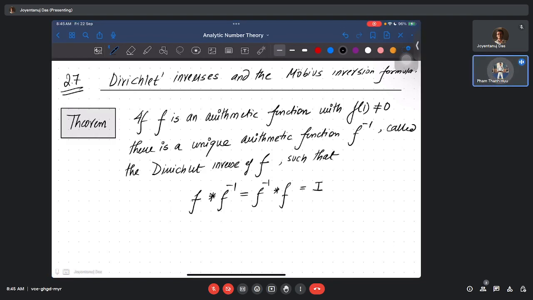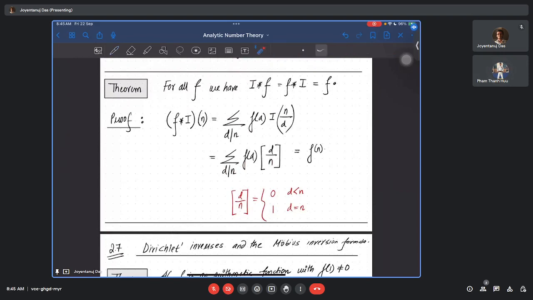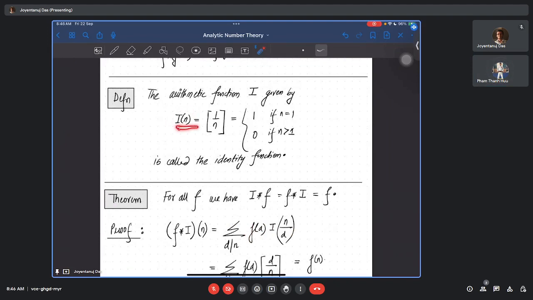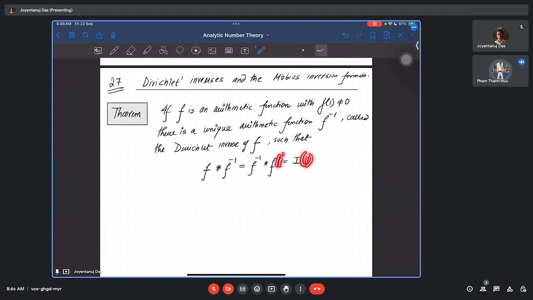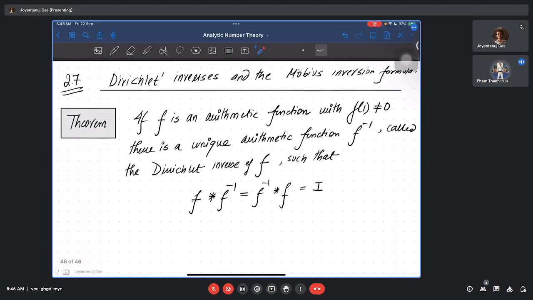Why do we need the condition f of 1 not equal to 0? Because of the identity function: when I convolve with the identity function, I get f of n. The identity function i of 1 is 1, and all other values are 0. So when I evaluate at 1, it should equal 1. If f of 1 is 0, then this part is 0, and the equality will not happen. That's why f of 1 not equal to 0 is required.